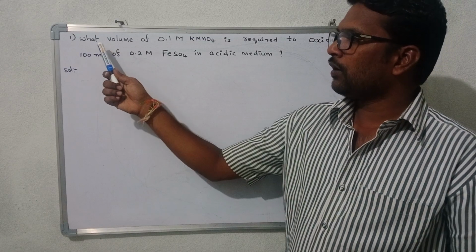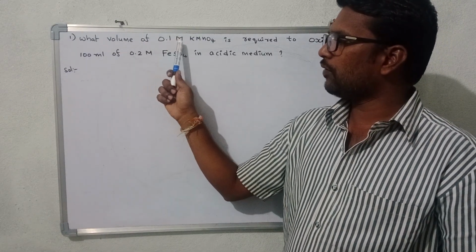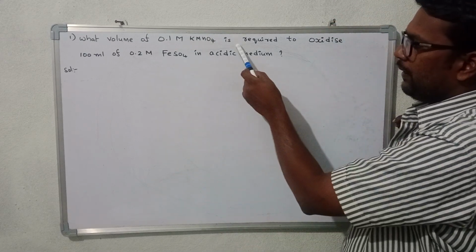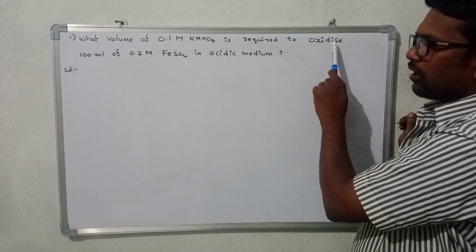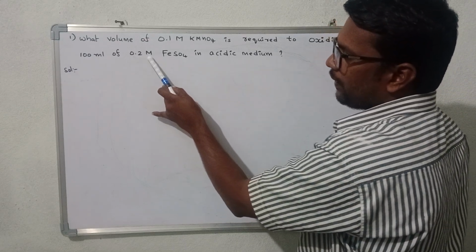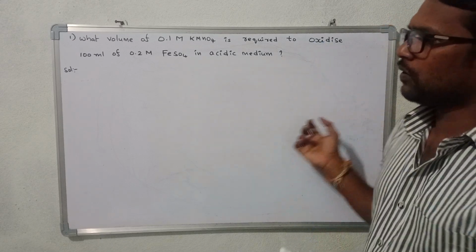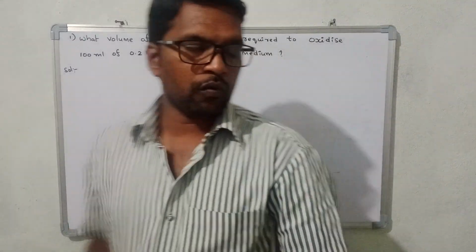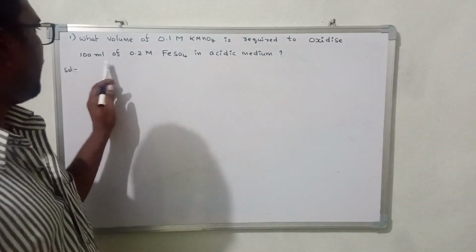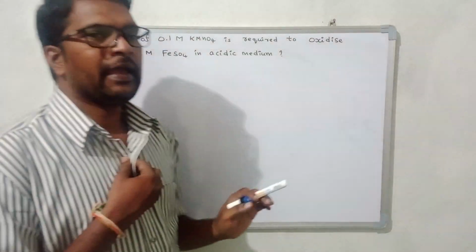See the problem. Here the problem is: what volume of 0.1 M KMnO4, that is potassium permanganate, is required to oxidize 100 ml of 0.2 M FeSO4 in acidic medium. In this problem, you want to find the volume of KMnO4 required to oxidize 100 ml of 0.2 molarity FeSO4 in acidic medium.